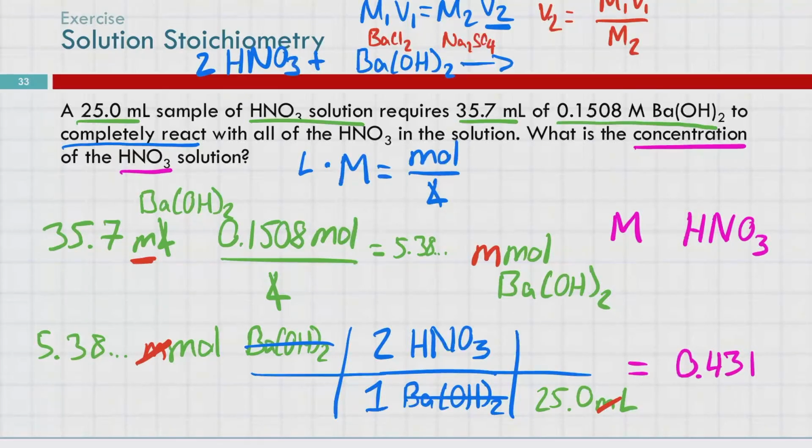So the concentration of our nitric acid is 0.431 molar. Again, you're welcome to get rid of the millis first and then work with it from there. It doesn't make a difference. Mathematically, it's equivalent. I just chose not to do it because I know that I can do it without getting rid of the millis, and I know that some of you probably can also do it without getting rid of the millis. So I wanted to show you that as a trick.